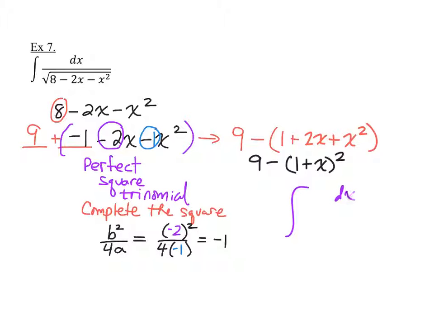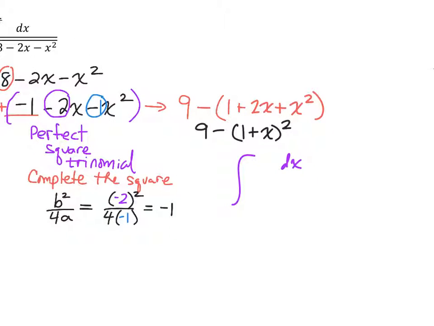All right, so my new integral is going to be dx over the square root of 9 minus 1 plus x squared. Now, you look at this and say, okay, well, that's cool, but what on earth did that accomplish? This is in the same form as an arc sine derivative. So if I'm using my arc sine antiderivative rule, I'll show you real quick again.